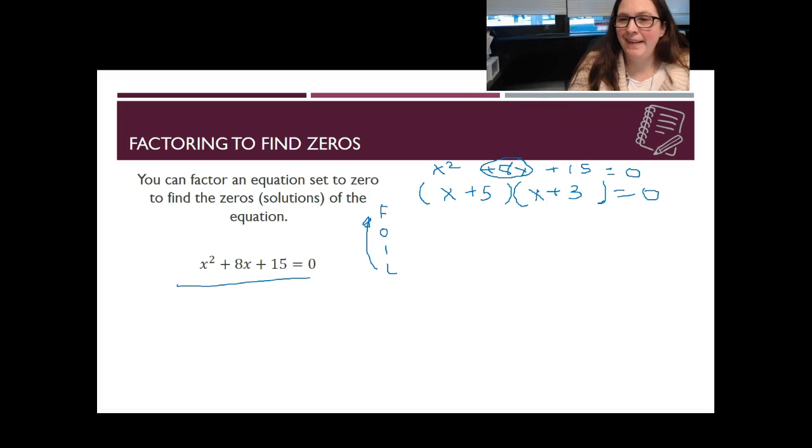Okay, so now when I go through here, I can solve. I know that one of these two has to be equal to 0. Remember, I'm looking to find the zeros or the solutions of my parabola. I want to know where it's going to cross this x-axis. So I need to solve for 2 points. So when I'm doing this, I know that one of these two, or both, have to equal 0. So I can make this x plus 5 equals 0, or x plus 3 equals 0.